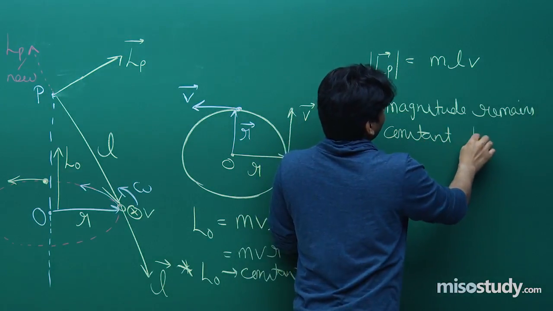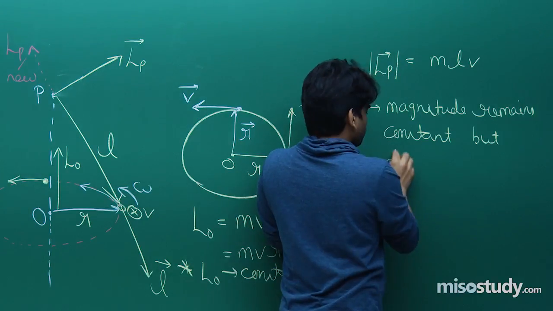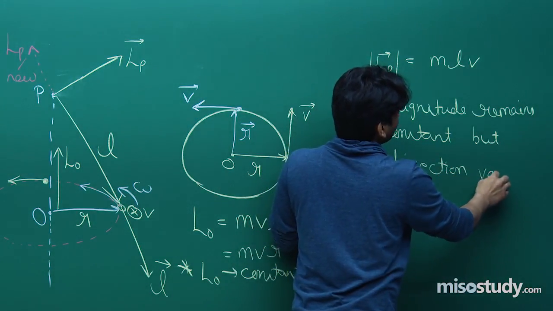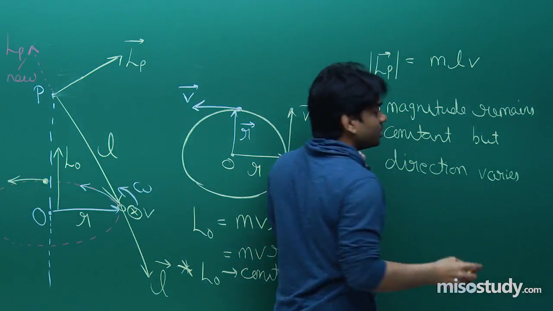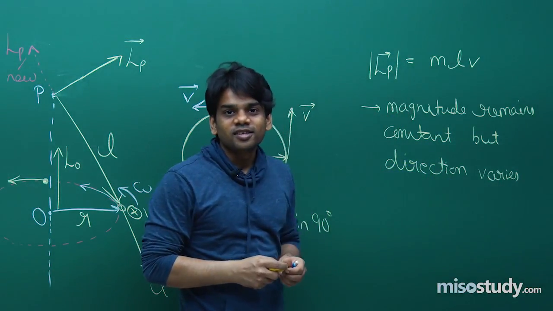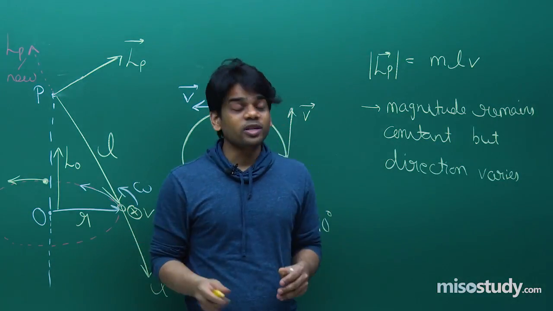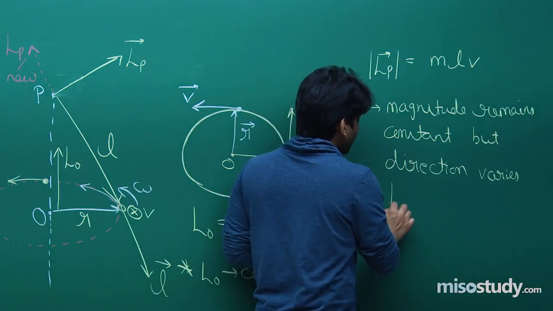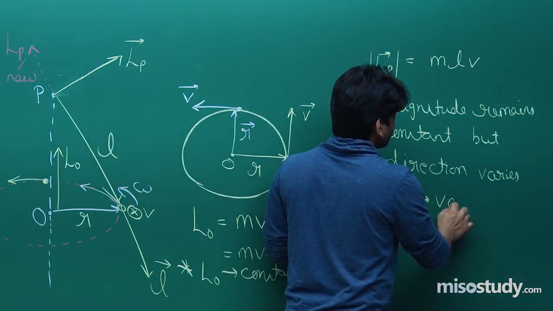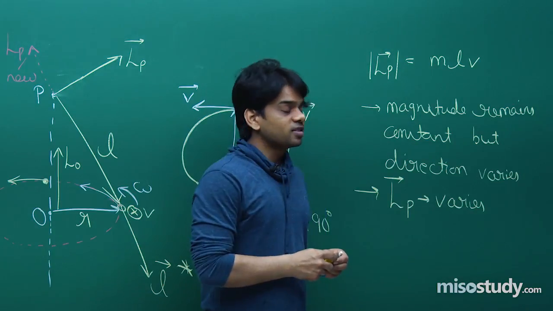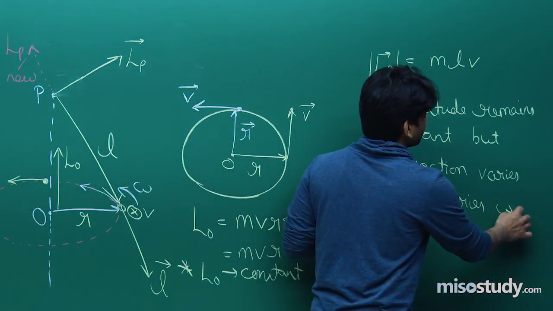So if direction varies, what can we make out from it? That means the entire vector is changing. It is variable in nature. It's not constant, it's not fixed, it's variable in nature. That means LP varies with time. LP vector varies with time. It is not constant.